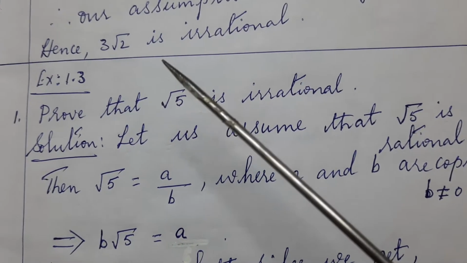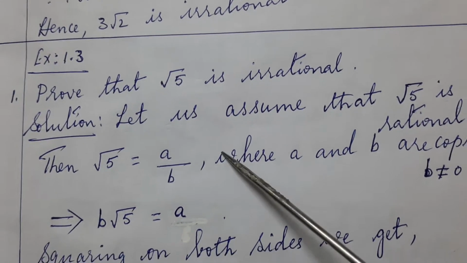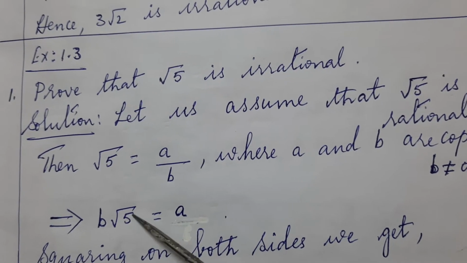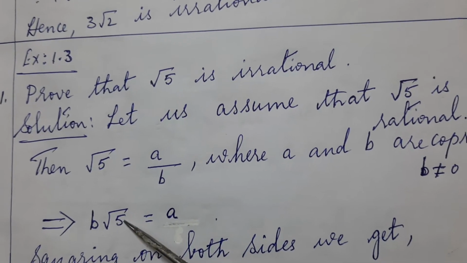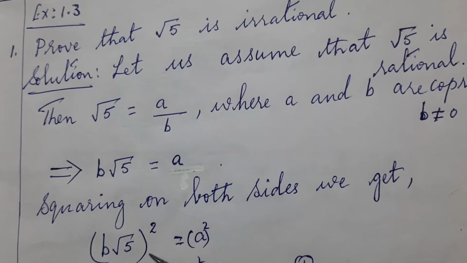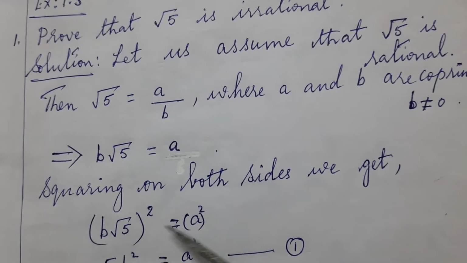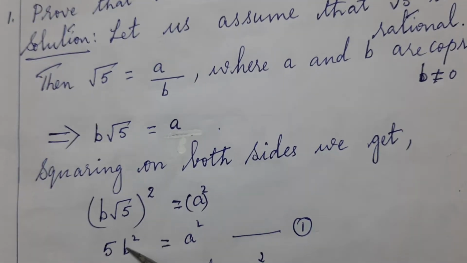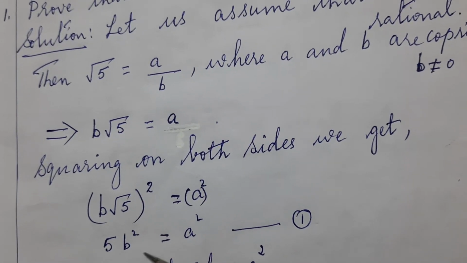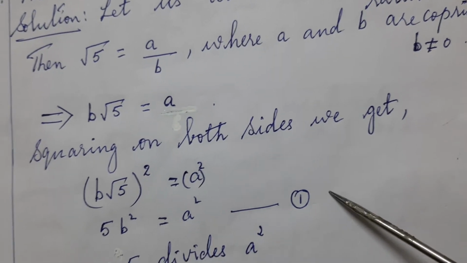I told you that only for root 2, root 3, root 5 we have to follow all these steps. So b root 5 is equal to a. Now in order to remove this root, we square on both sides. So b root 5 the whole square is equal to a square. b square stays as it is, root 5 square is 5. So 5b square is equal to a square. Take this as the first equation.